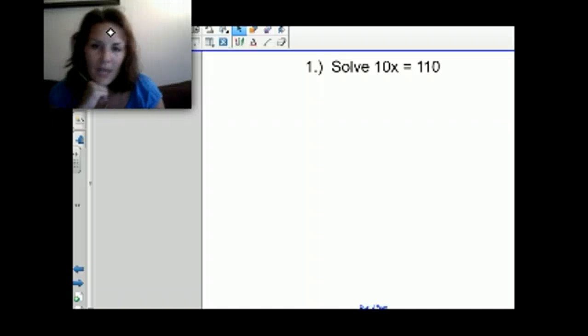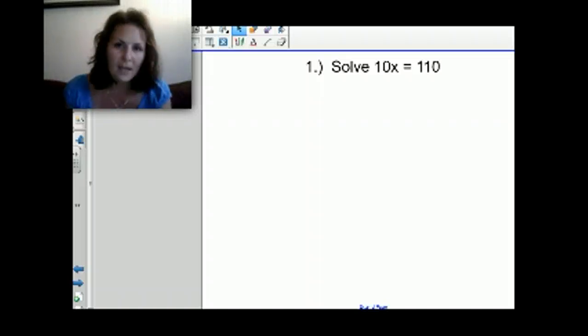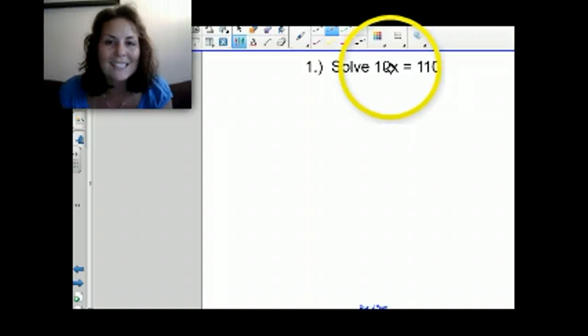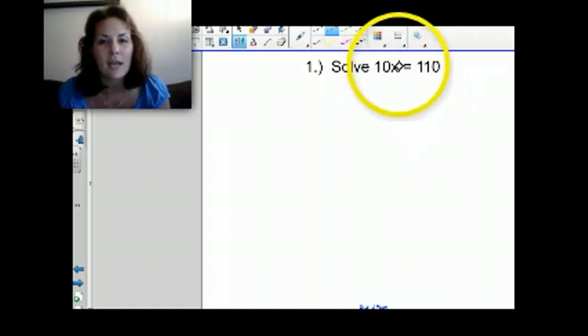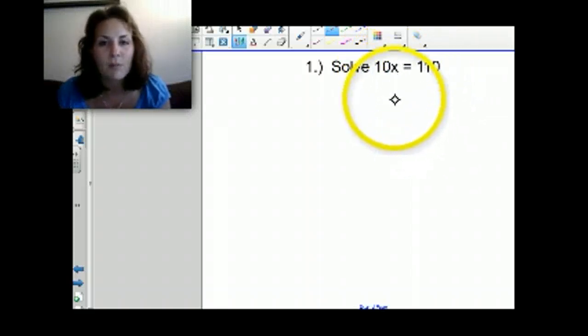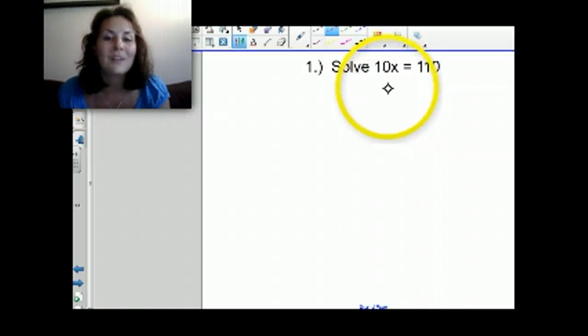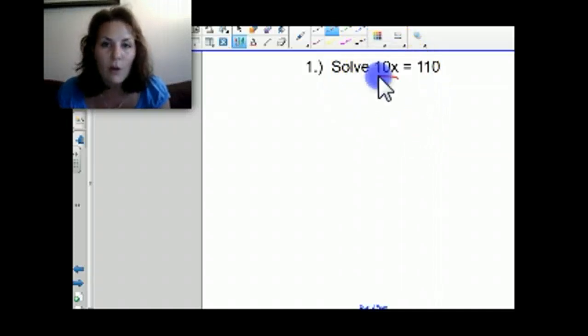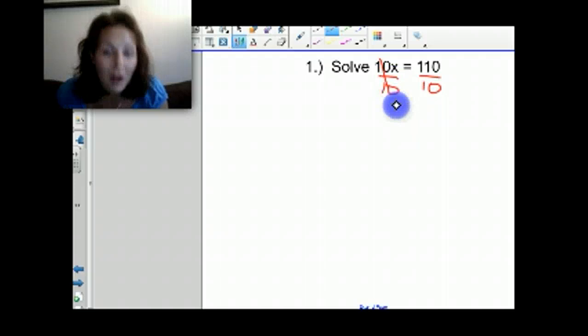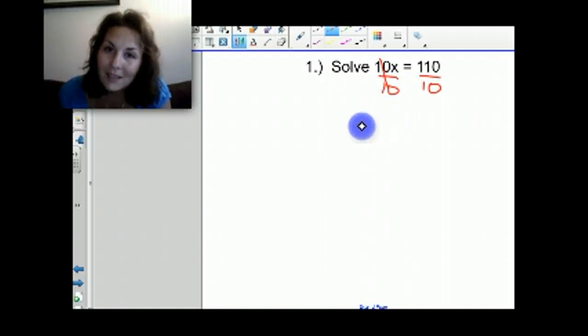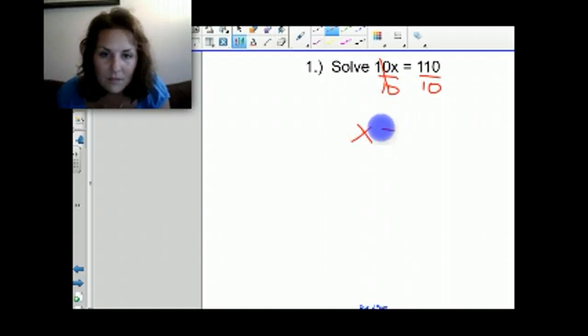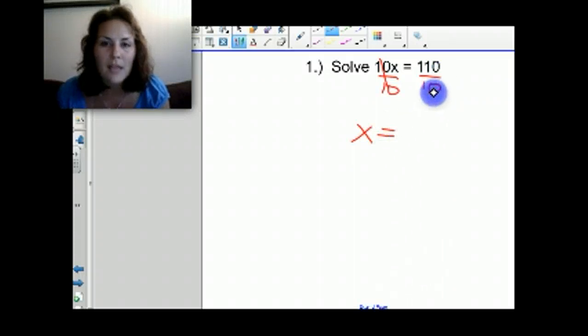Solve. 10x equals 110. This is 10 times x equals 110. Let's get our variable by itself. In order to get 10 to leave the party, we divide both sides by 10. 10 divided by 10 is 1. And 1 times x is x. Equals 110 divided by 10 is 11.